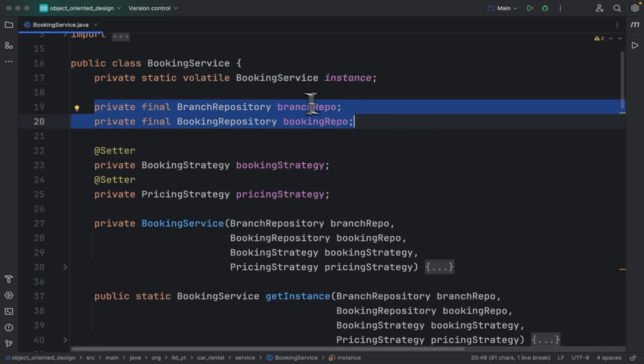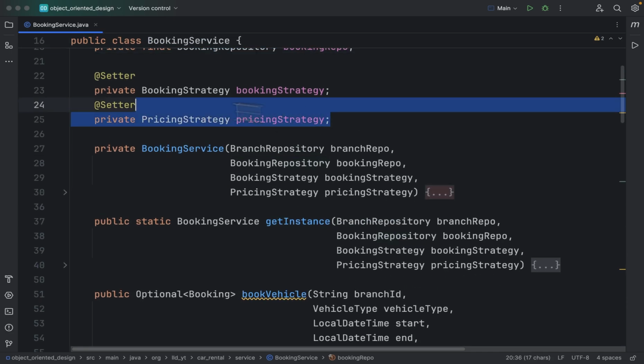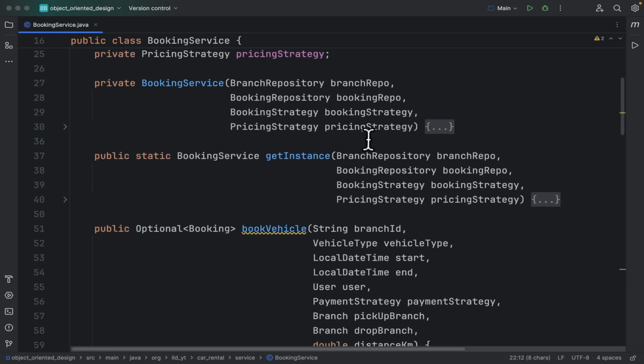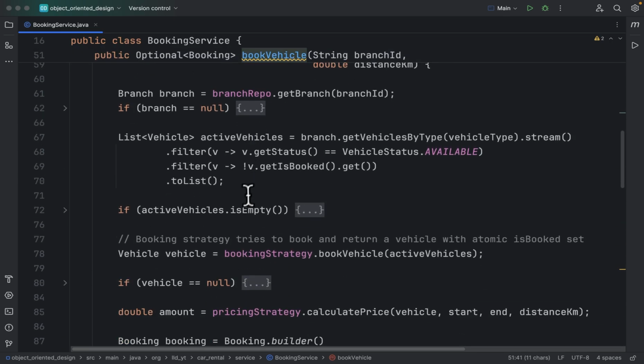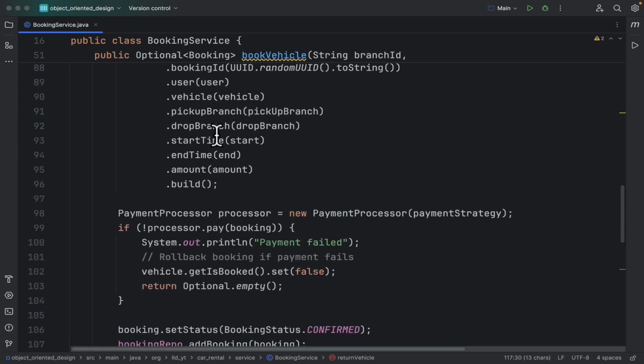And we also have these repositories. So booking service will be interacting with the branch and booking repository. And it also has the booking strategy and the pricing strategy. And in future, we can also modify the strategies because we have the setter annotation. Now the main functions are book vehicle and submit vehicle, or I've just used this name as return vehicle.